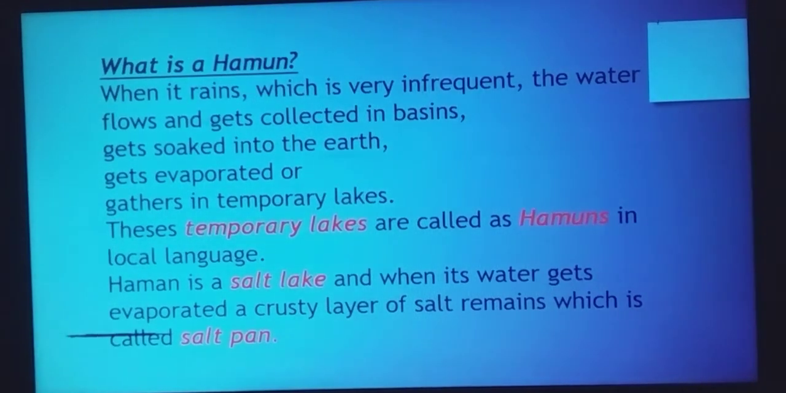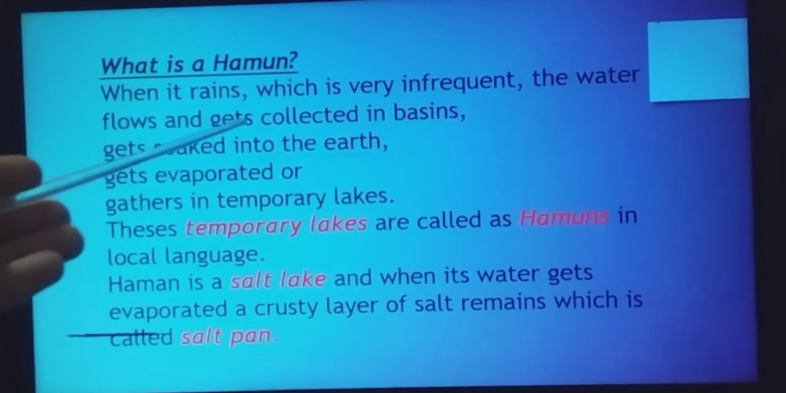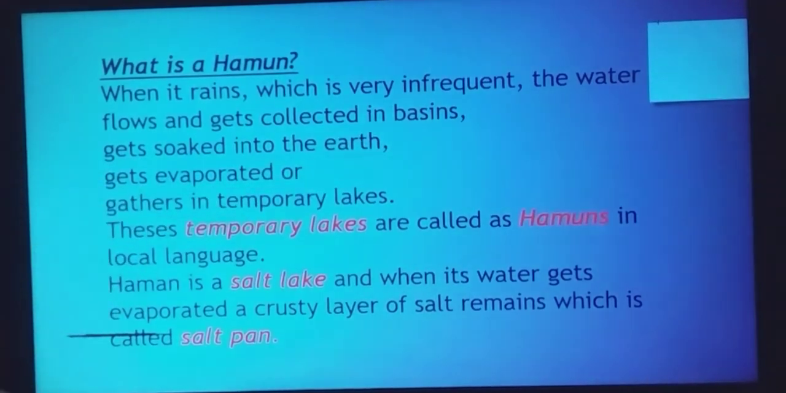Now, to explain to you what a harmon is. A harmon is basically a temporary lake, but in the local language, the temporary lake is known as a harmon. So you have to picture the province of Balochistan. In Balochistan, it rains very infrequently, and whenever it rains, what happens to the water? Four things can happen to that water. That water either gets collected in basins. And you know what shape a basin could be? Like a bowl sort of a structure. So it gets collected in basins.